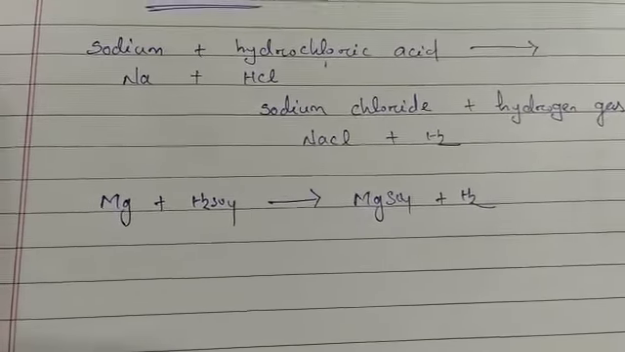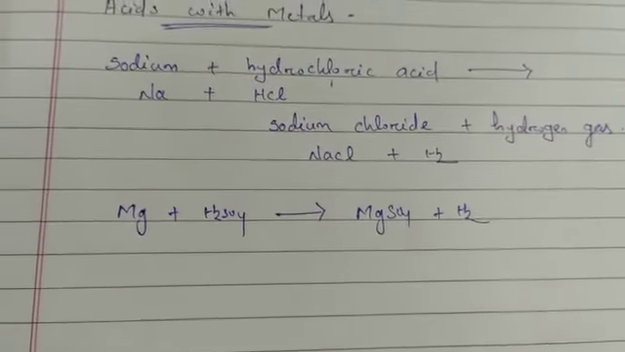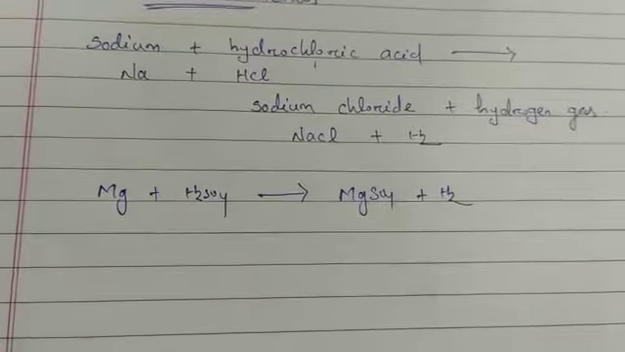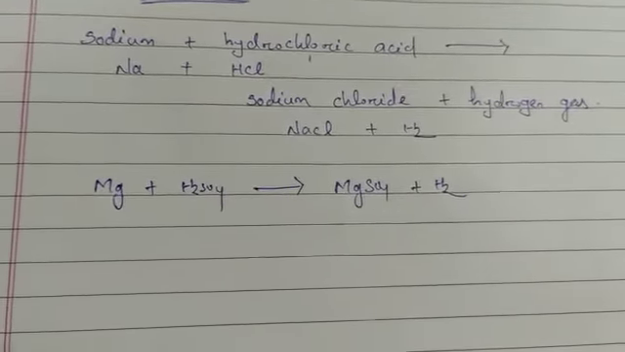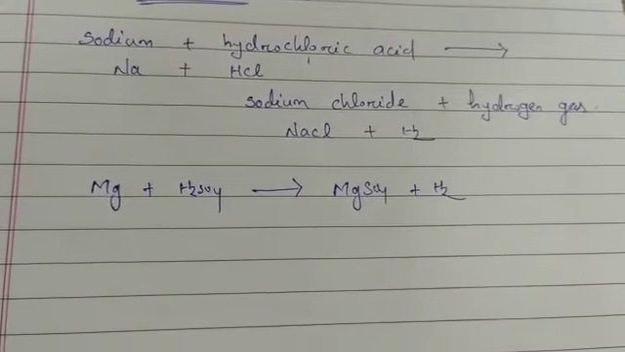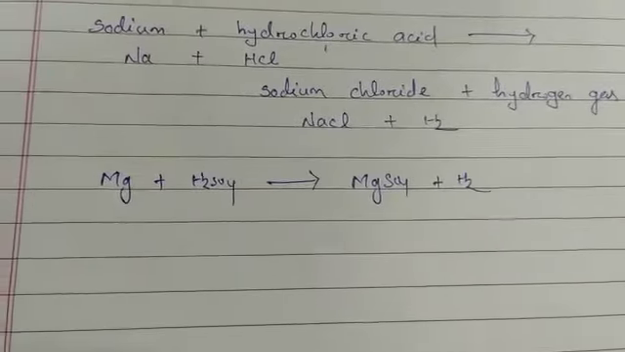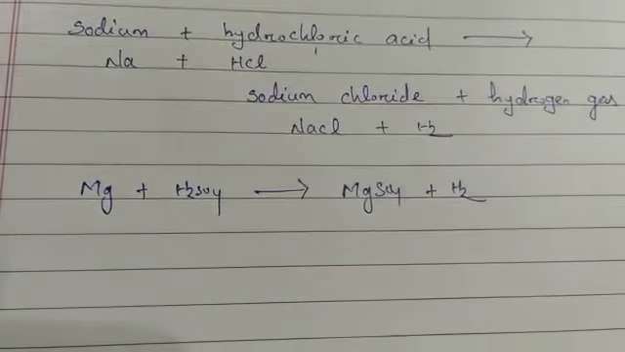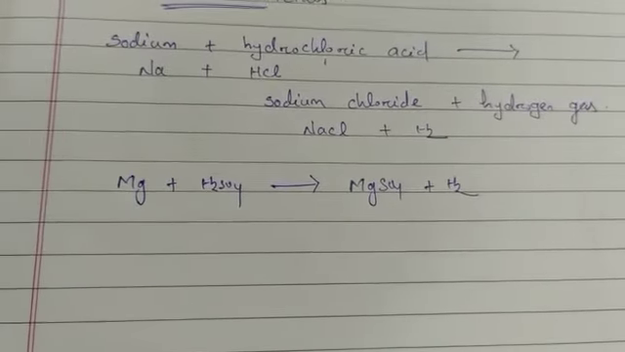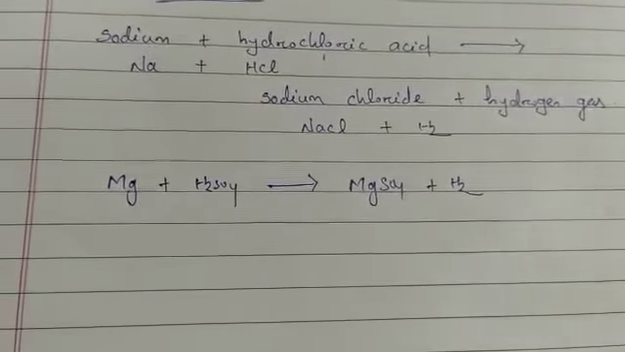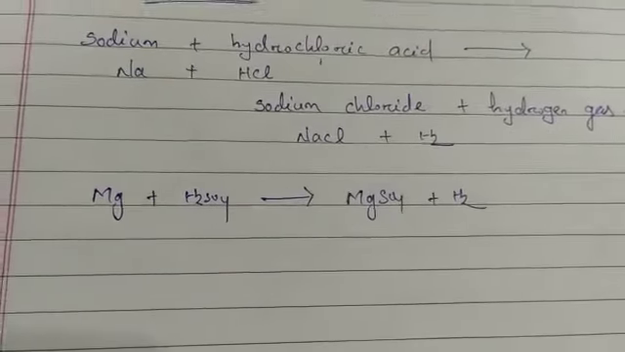Mostly metals react with dilute acids, but their reactivities vary. Different metals react differently. Sodium and potassium react very vigorously, they are very reactive. Copper, mercury, silver, gold and platinum do not react with acids at all. Due to this variation in reactivities, some metals react very fast, some react moderately, and some do not react with acids.